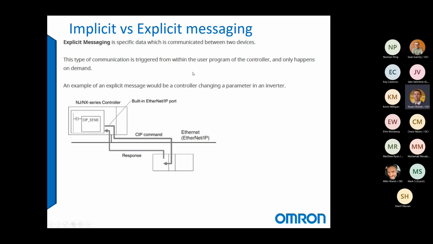Now, explicit messaging, this is the sort of class instance attribute type messaging you do. So you'd use this if you don't need to regularly read or write from an instance, you would use an explicit message.